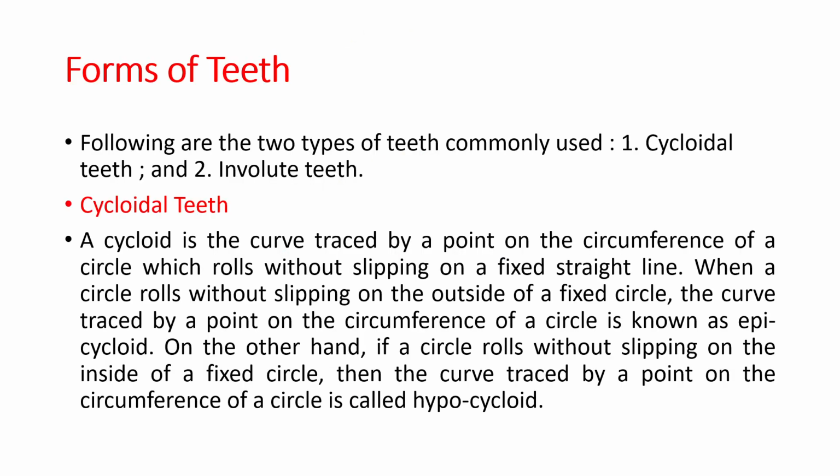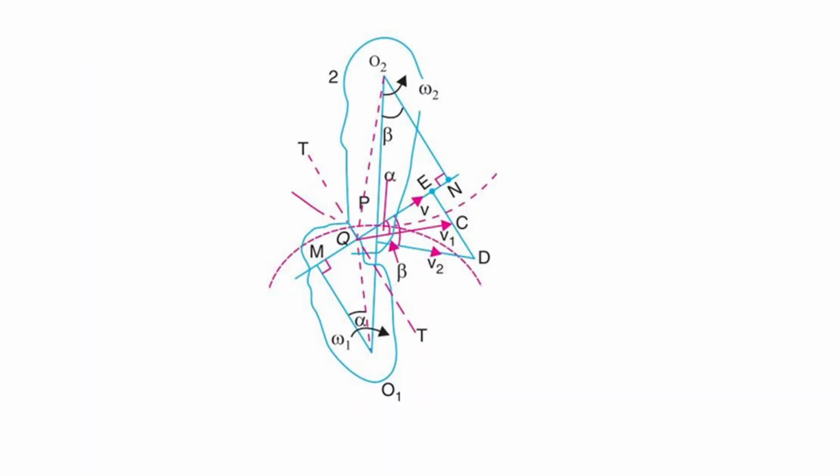So I am checking the equation that the angular velocity ratio is inversely proportional to the ratio of the distances of the point P from the centers O1 and O2. In other words, we can say the common normal at the point of contact between a pair of teeth must always pass through the pitch point. This is the law of gearing, so we have to ensure that it is followed.